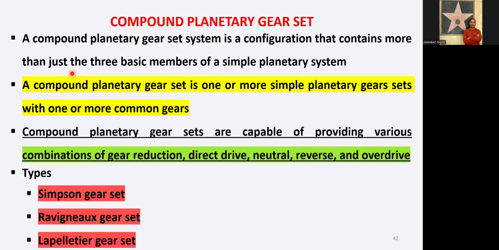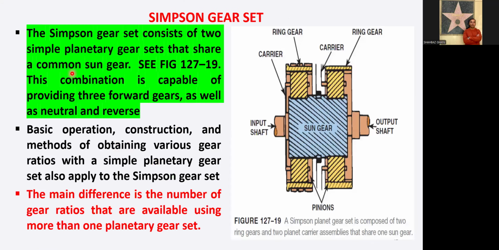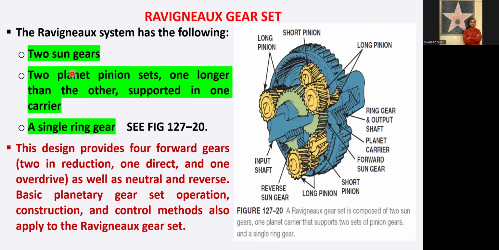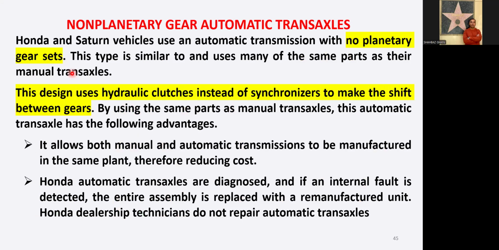Then in the next part, we studied the different types of planetary gear set: the Simpson gear set, the Ravigneaux gear set, and planetary gear sets. We have studied in detail the Simpson gear sets, the Ravigneaux gear set, and the planetary. Then we talked about the non-planetary gear automatic transmission, which we used instead of the planetary gear set.